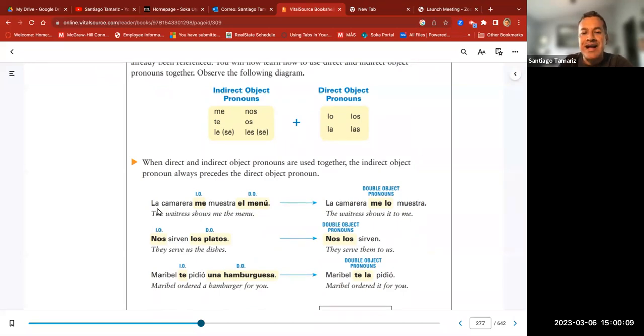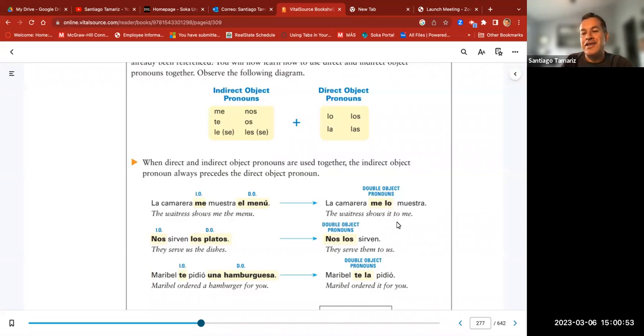Bien, here: la camarera me muestra el menú. The waitress shows me the menu. In this sentence, the menu, which is the direct object, is written as a direct object, not as a pronoun yet. How do we make it a pronoun? We're going to do it here. La camarera, subject, me, indirect object pronoun. Now, el menú, because it's masculine and singular, we're going to use lo: me lo, and the verb remains the way it is. Me lo muestra. In other words, the waitress shows it to me.